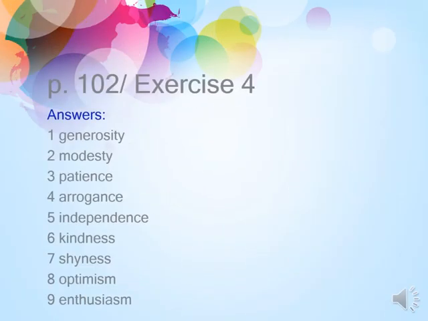For exercise 4, we're going to write nouns from the adjectives given. So the answers are given directly. Generous becomes generosity, modest becomes modesty, patient becomes patience, arrogant becomes arrogance, independent, independence, kind, kindness, shy, shyness, optimistic is optimism. Finally, we have enthusiastic becomes enthusiasm.